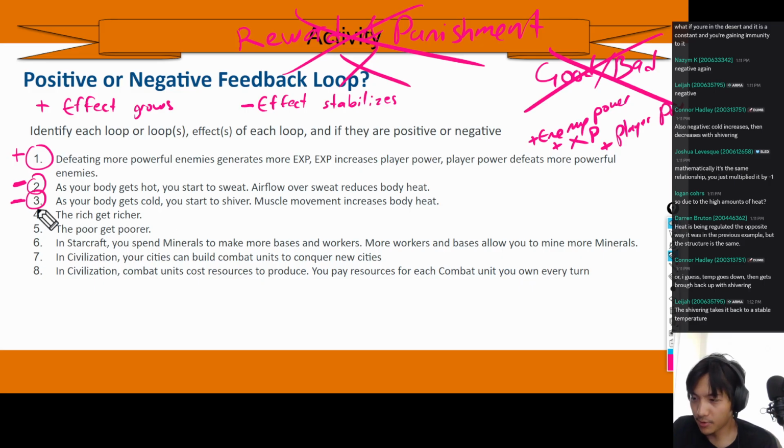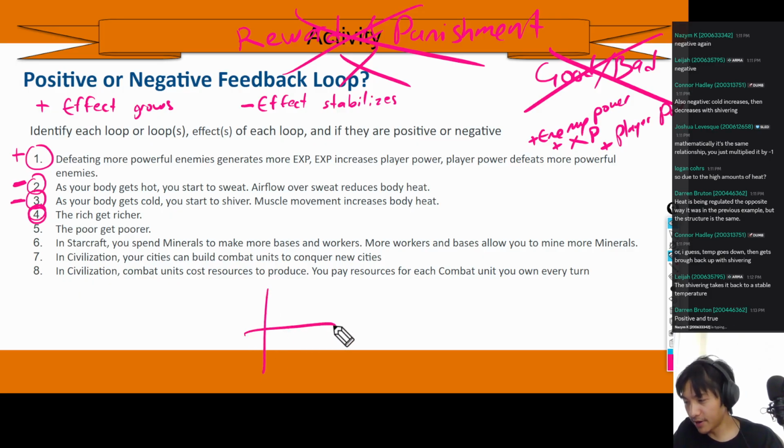Okay, how about number 4? The rich get richer. Positive or negative feedback loop? So let's say in your game, if your player has a lot of money, they can easily turn that money into more money.